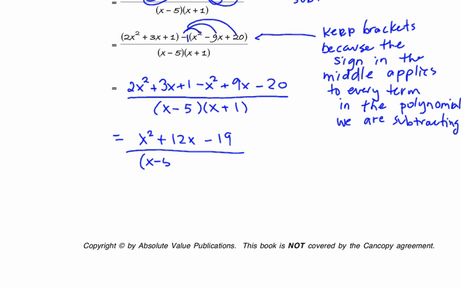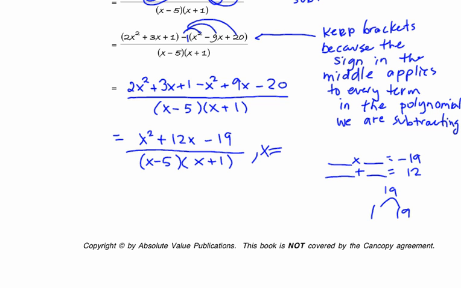Now, is that factorable? Let's check. Are there 2 numbers that multiply to negative 19 and add to 12? How do we multiply to 19? 1 and 19. Is there any other way? No. Does that add to 12? Can we make it add to 12? No. So is it factorable? No. Okay, we're almost done. Last step then is to state non-permissibles. X can't be 5 and negative 1.